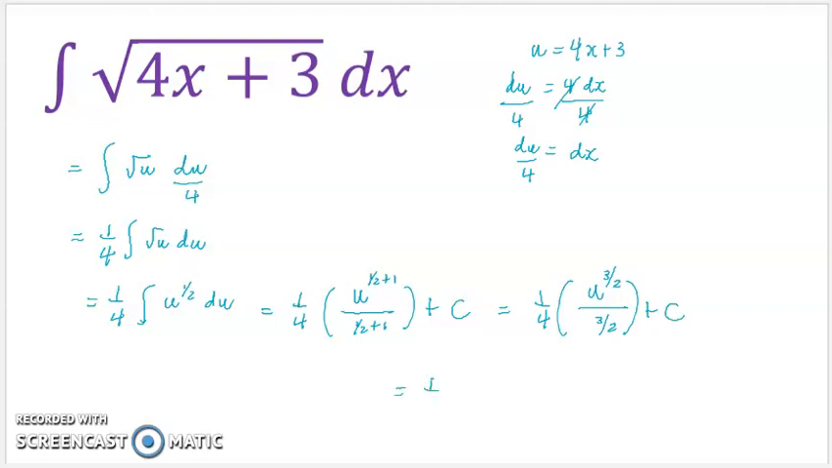or it will be 1/6 u raised to 3/2 plus c. Now we can replace our u with 4x plus 3. So our final answer will be 1/6 (4x plus 3) raised to 3/2 plus c.